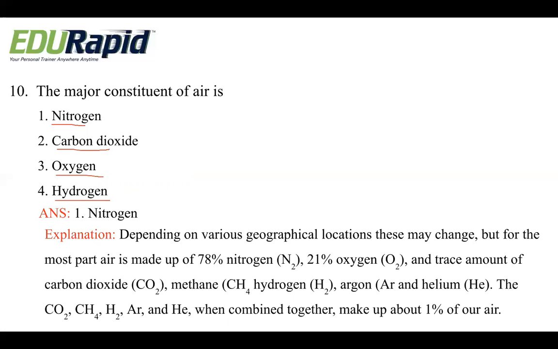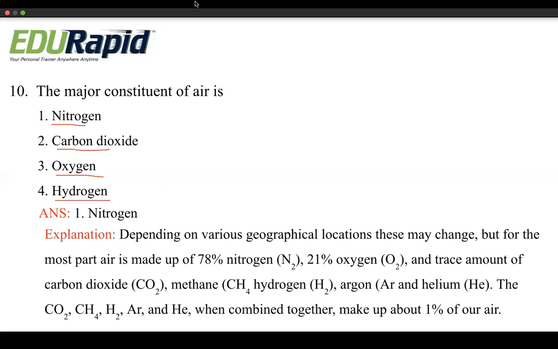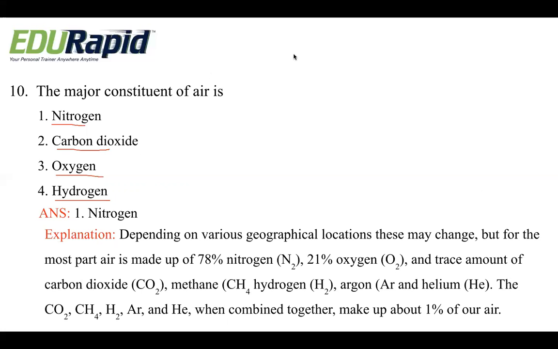Depending on various geographical locations, the concentration of the constituents may change. But for the most part, air is made up of 78% nitrogen. Out of 100%, we have 78% nitrogen, 21% oxygen, and trace amounts of carbon dioxide, methane, that is CH4, hydrogen, argon, and helium. Carbon dioxide, methane, hydrogen, argon and helium, when combined together, make up only 1% of our air. They are found in very minute quantities.